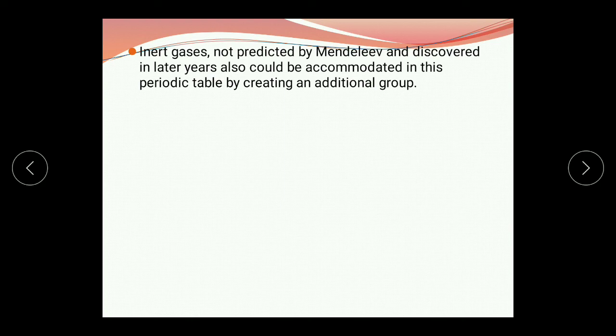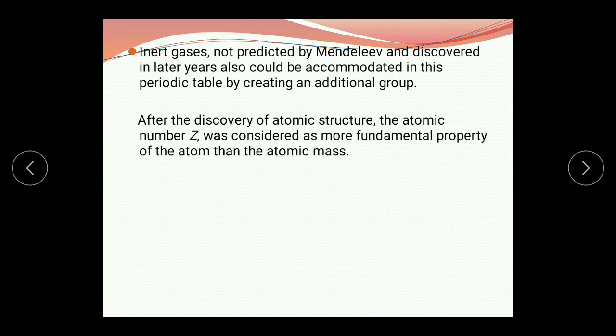But these inert gases are also accommodated in his periodic table, and for that, a separate additional group was prepared. We call it group number 18, and that was kept to the extreme right of the periodic table where all the properties end, and it fitted well there. So, Mendeleev's periodic table now is complete.